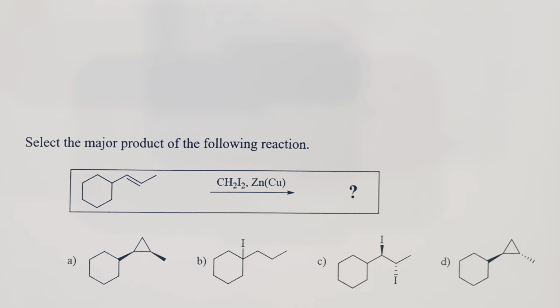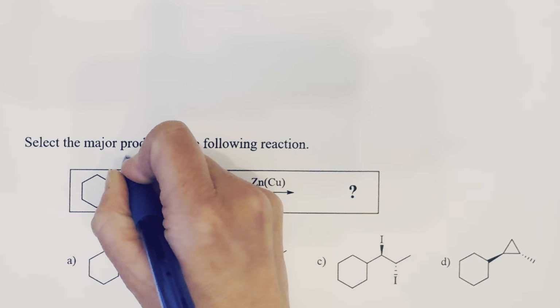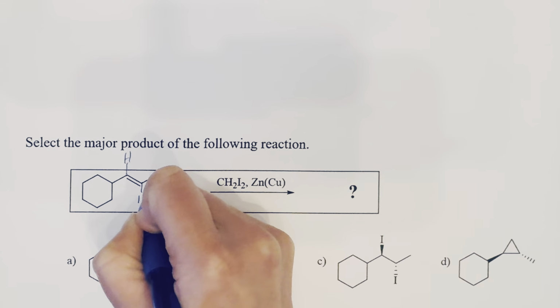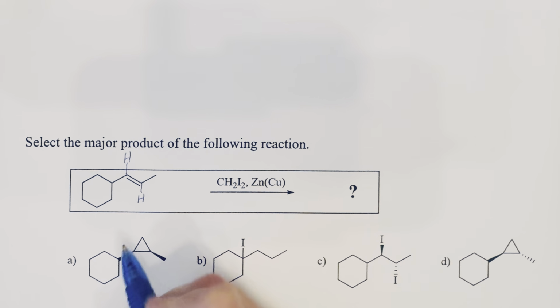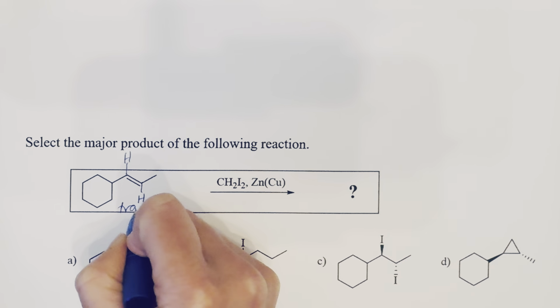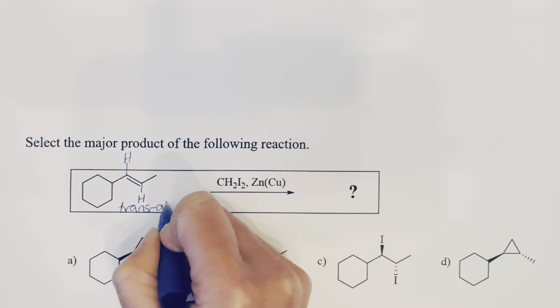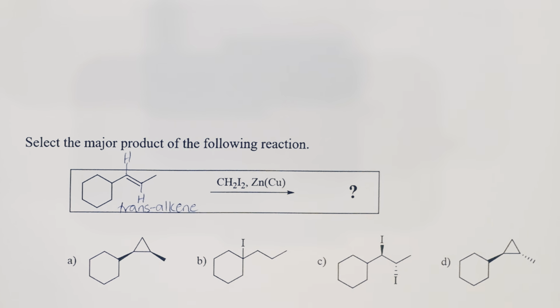Select the major product of the following reaction. So if we look at what we are given in this reaction, we can see that we are starting with an alkene. And specifically, we should note that we are starting with an alkene that has the trans stereochemistry. So this is a trans alkene. And then we need to look to see what we are reacting this alkene with.